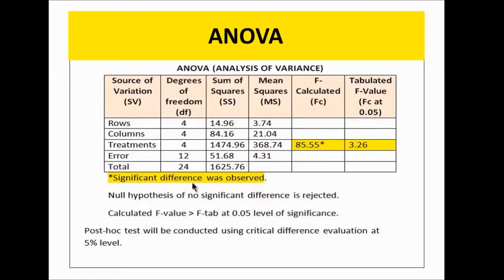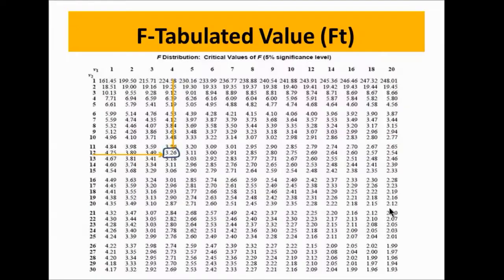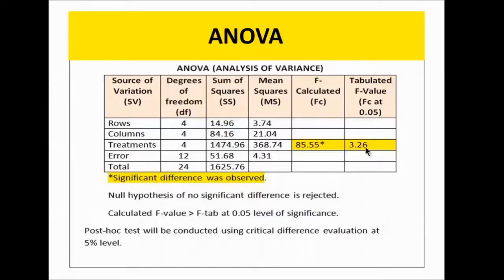So a significant difference was observed, therefore the null hypothesis is rejected and the alternative hypothesis is accepted because the calculated F value is greater than the tabulated value at 0.05 level of significance. In this case, a post-hoc test will be conducted. We obtain this 3.26 in the F table. The F tabulated value for the F distribution, we have degrees of freedom for treatments, this is the degrees of freedom for error, and at the intersection we have 3.26. Okay, it's here.